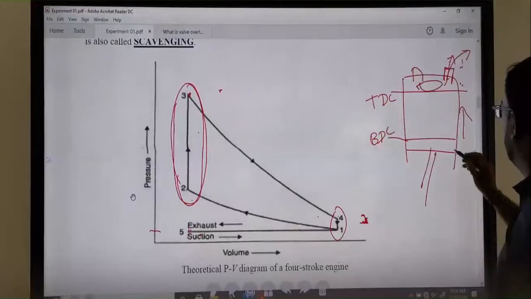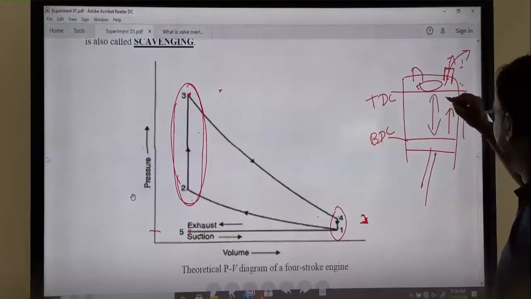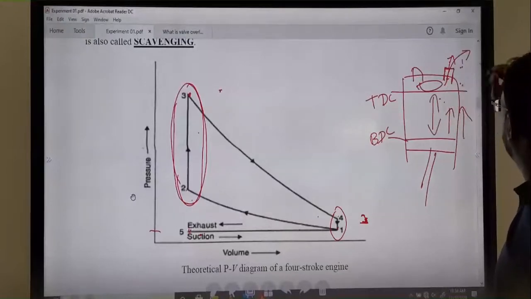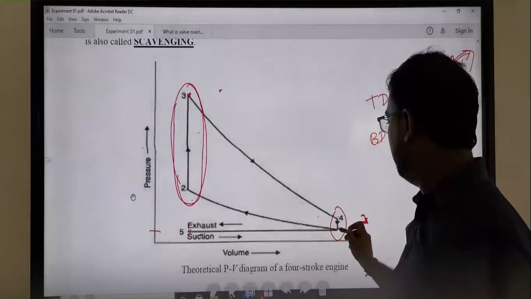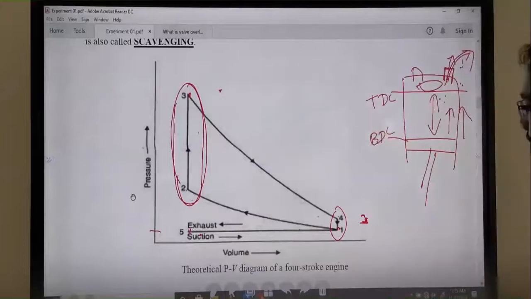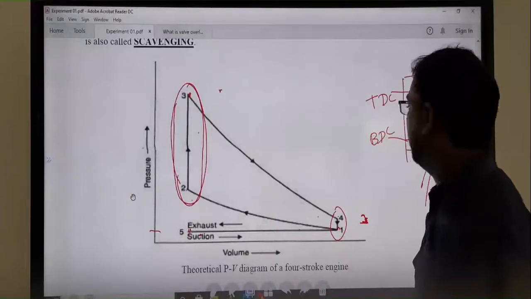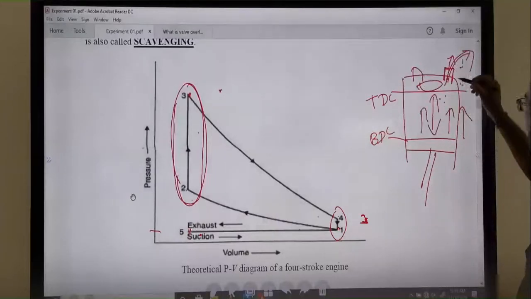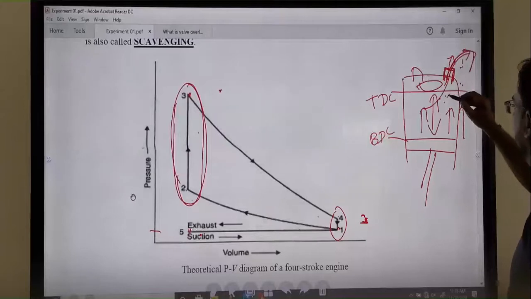Then this piston moves upwards. So at that time the air volume also decreases. That air moves through this exhaust valve. So the volume of this air mixture gradually decreases, but there is no pressure increase, because during this compression this valve is also open, so that air moves through this valve, so there is no pressure compression or increase.